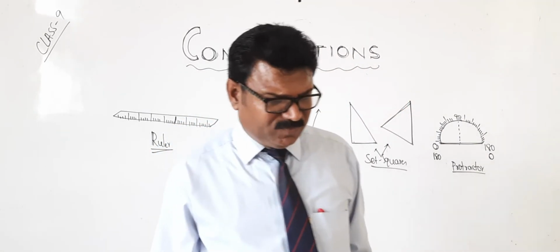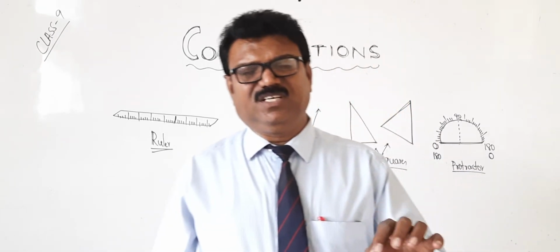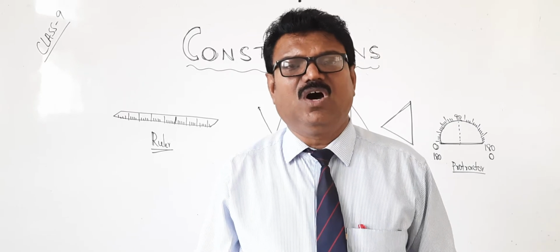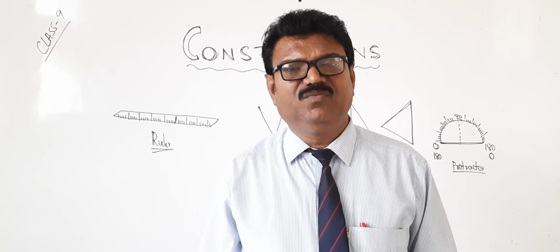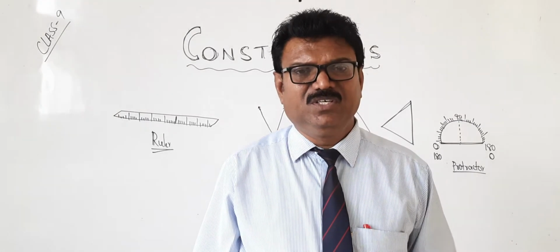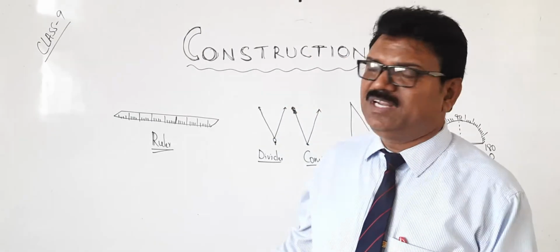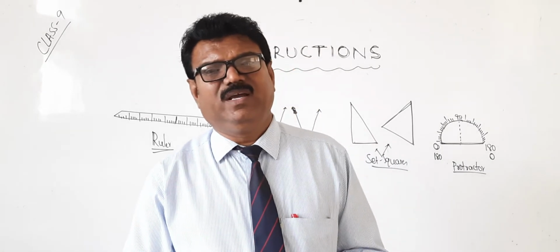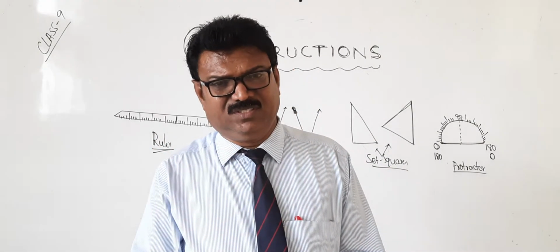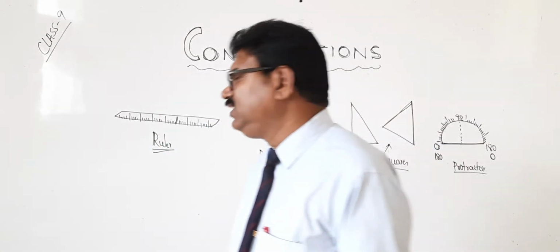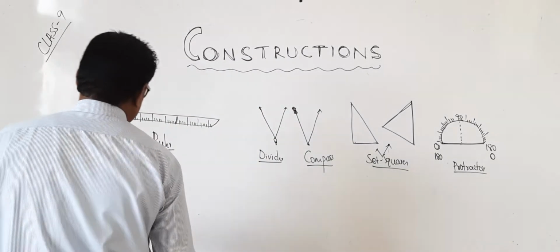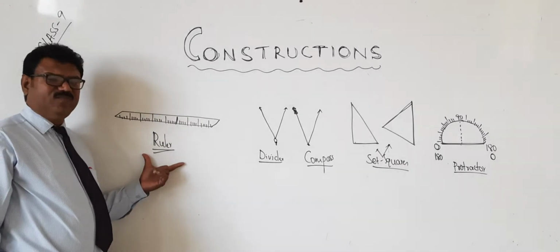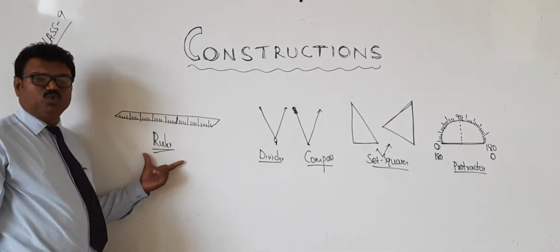Very, very simple. In construction, the required figures are constructed with the given measurements with the help of the geometrical instruments. If you see a geometry box, the basic thing you see is a ruler. What is this? Ruler. And we can say this as scale also.